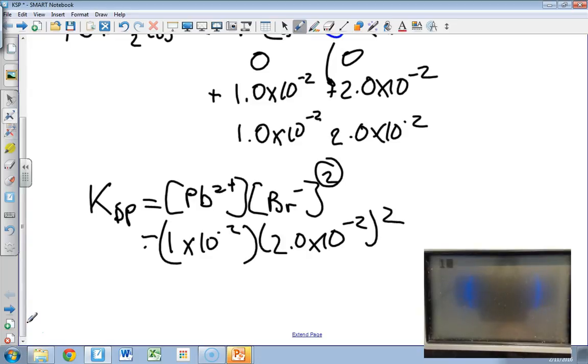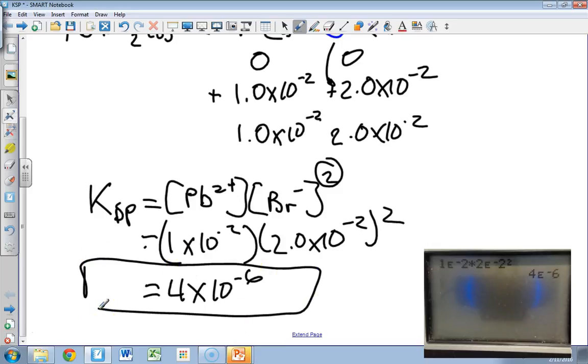So we have 1 times 10 to the minus 2 times 2 times 10 to the minus 2 squared. Now, order of operations, it's going to square the 2 times 10 to the minus 2 first. So that should be good. We get an answer of 4 times 10 to the minus 6. So our Ksp is 4 times 10 to the minus 6. And that's a fairly big Ksp. It's still a small number, but for a Ksp, I would say that that's pretty big.